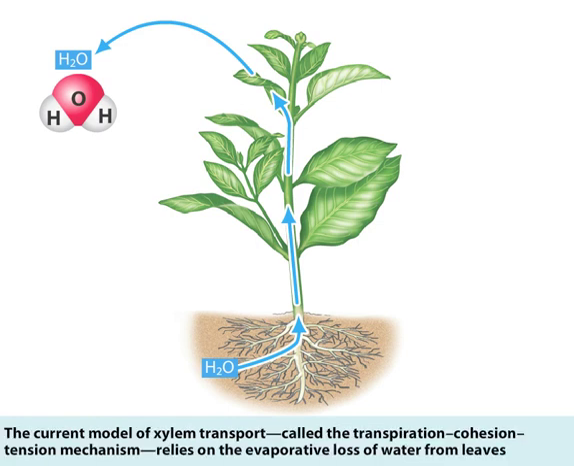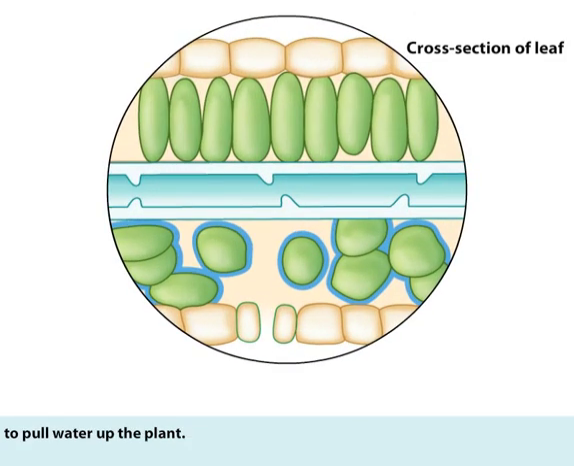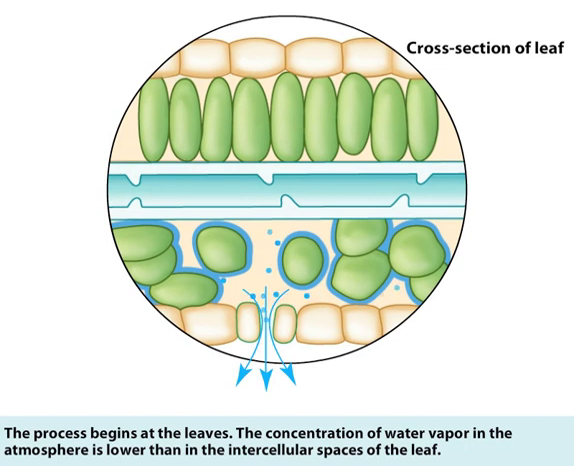The current model of xylem transport, called the transpiration cohesion tension mechanism, relies on the evaporative loss of water from leaves to pull water up the plant. The process begins at the leaves.